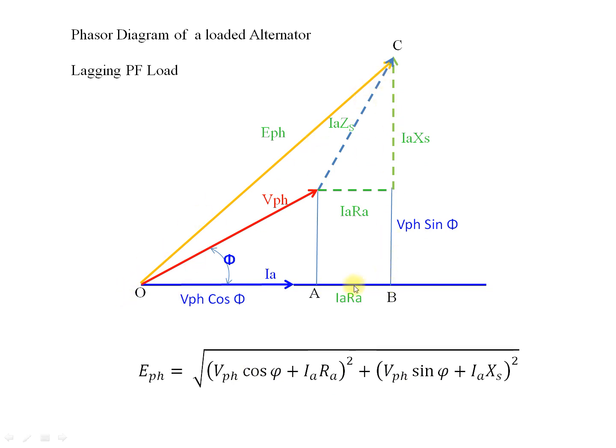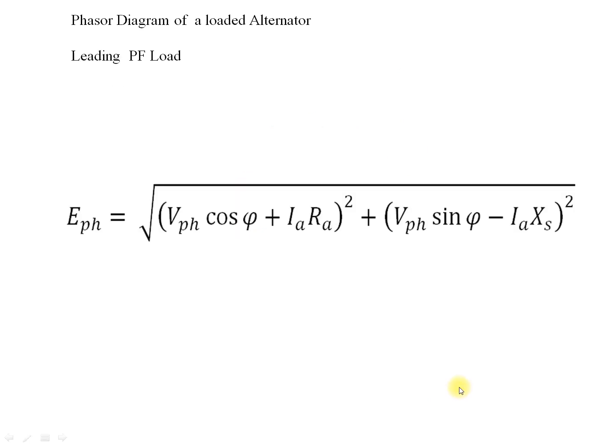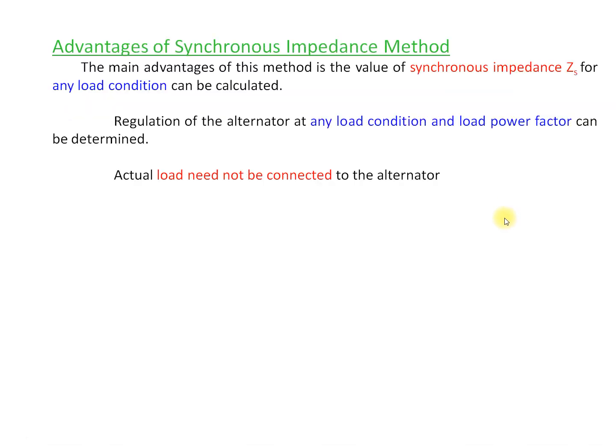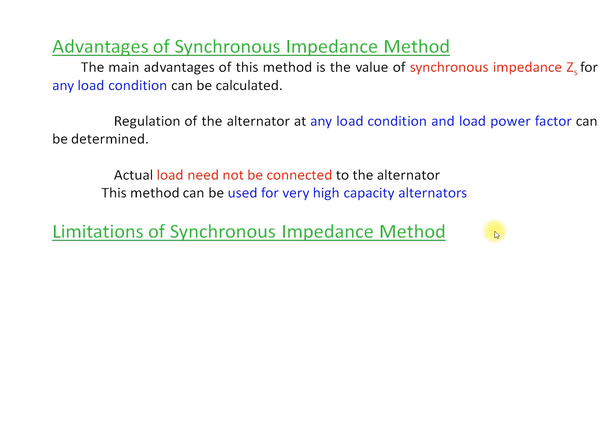So by Pythagoras theorem we can add the squared value of these sides. So V phase cos phi plus IaRa the whole square plus V phase sin phi plus IaXs the whole square. If you are having the leading power factor, then the IaXs will be negative. So this will be as negative. That has been shown in this particular slide. So for leading power factor, we will be having the formula with minus over here. So we will be having this particular synchronous impedance for all the alternators.